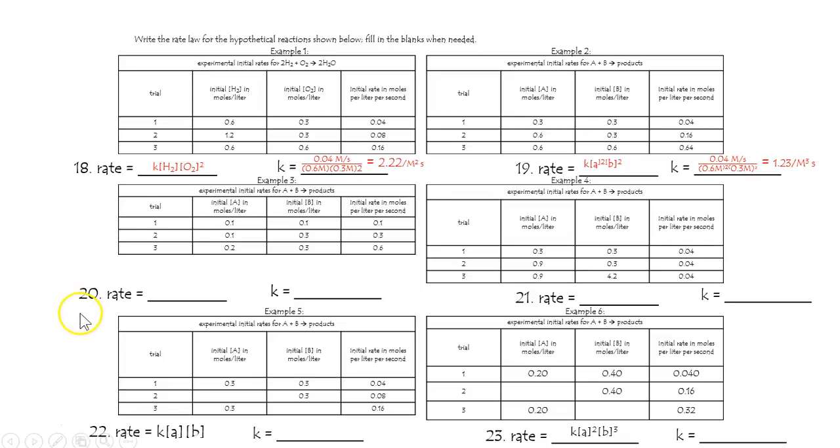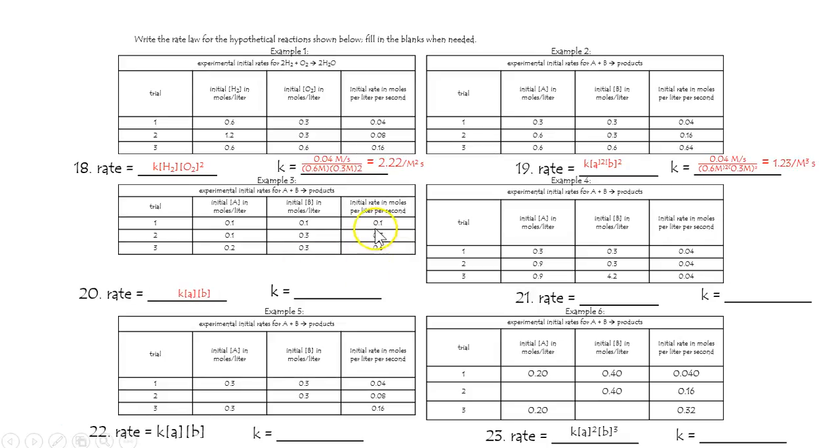In question number 20, again, A plus B goes to products. Keeping A constant here, but tripling B leads to a tripling of the rate. Therefore, for B, it is first order. What about for A? Let's look for the trials where B is held constant. That's trials 2 and 3. And doubling A leads to a doubling in the rate. I would say it's first order with respect to each.